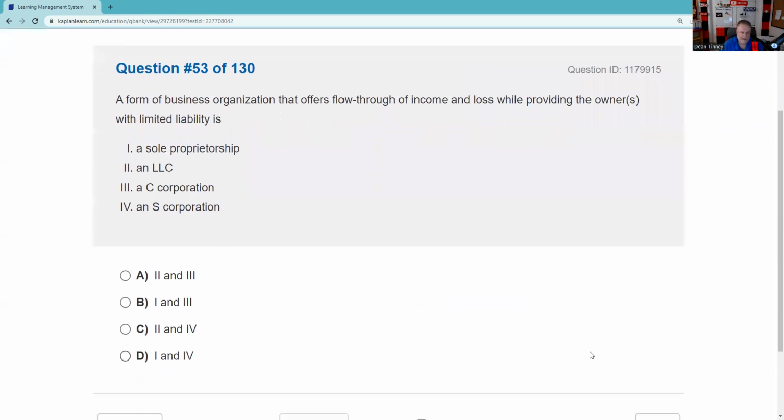This is very much an answer set on the test. Very much something you should do. A, B, C, D, or 1, 2, 3, 4. I can't imagine you're not going to see that answer set. So flow through of income and losses with limited liability.